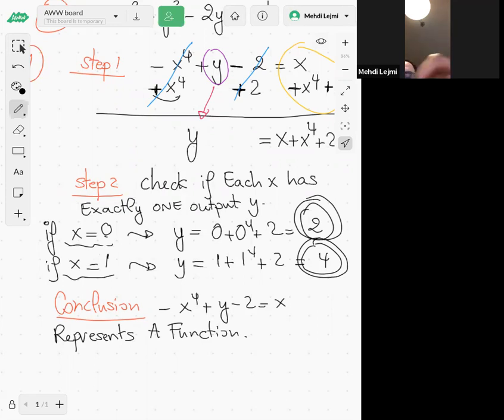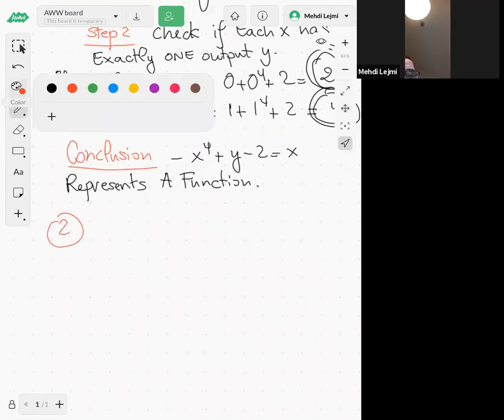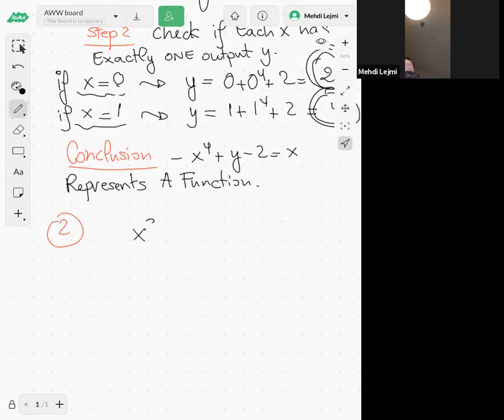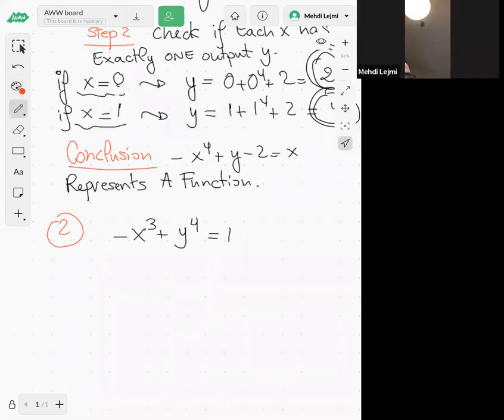All right. So for number 2, any guess? Number 2 was, I think, minus x cubed plus y to the fourth. Is it a function? It's not a function, because of the first step.